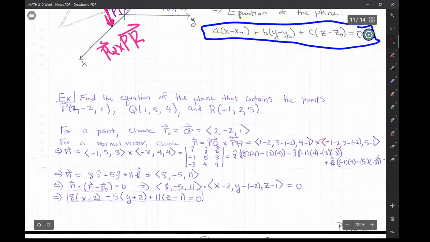So here, say the Z component, that's going to be the Z of R, which is 5, minus the Z of P, which is 1. And we're going to take the cross product. You do the cross product by looking at this determinant, and you plug and chug and compute, and you end up getting a normal vector (8, -5, 11).